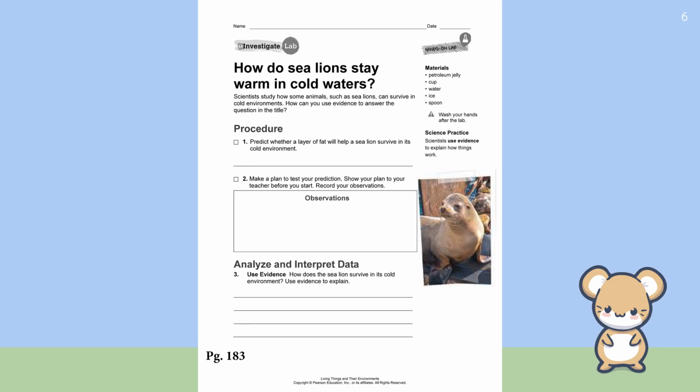I don't really know the answer to this unless I've read about sea lions, so I'm going to read a little bit more. Predict whether a layer of fat will help a sea lion survive in its cold environment. So number one is basically telling me that sea lions have a layer of fat. Do you think that a layer of fat on the sea lion is what helps it survive in the cold environment? Think about it. Let's see if we can find any evidence in our upcoming story.